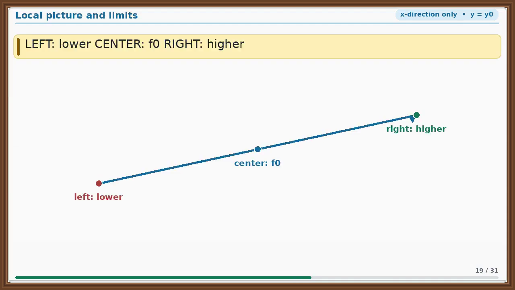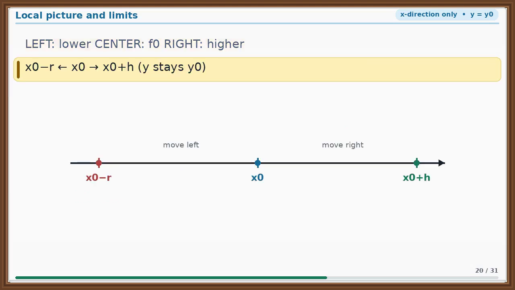Combine the two cases. Near the central point, values immediately to the left are lower than the central value, while values immediately to the right are higher. Remember that every point in this comparison has y fixed at y0. On the x-line, x0 minus r lies to the left, x0 is the center, and x0 plus h with positive h lies to the right. The corresponding heights go from lower, through the central height, to higher.